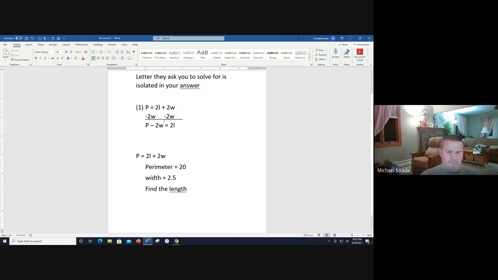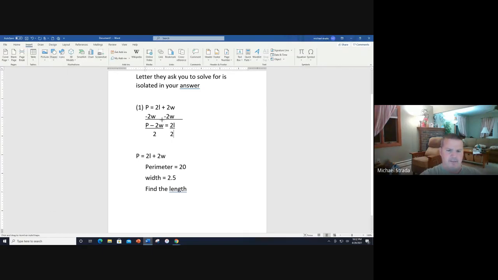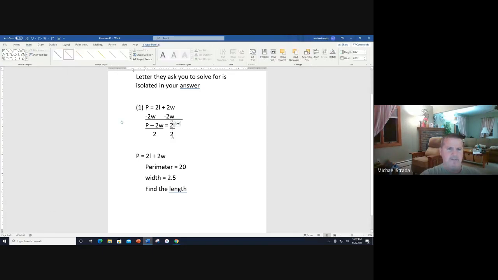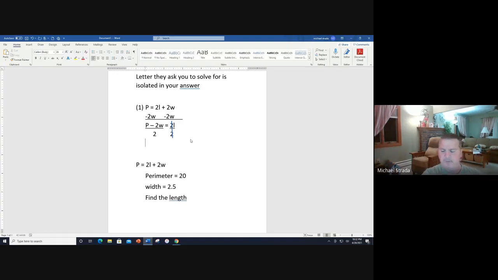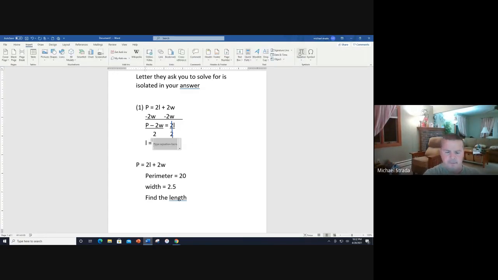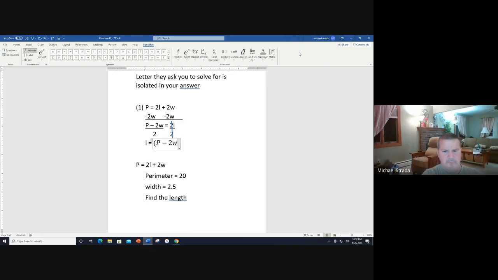Now I have to solve for the L, so I can't have a coefficient. That's the point. So I have to divide both sides by whatever the coefficient is, in this case 2. What that will do on the right-hand side is cancel out the 2 in front of the L, so that's now eliminated. My final answer would be L, which is what I'm trying to solve for, equals P minus 2W over 2.